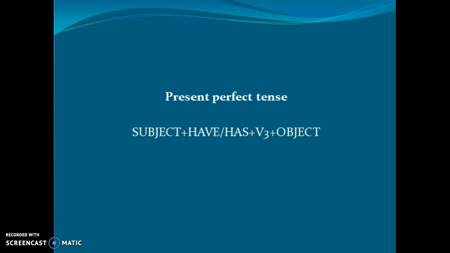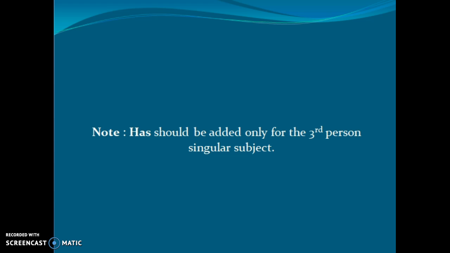Here there is a structure for present perfect tense. At first we have to write the subject, then have or has based on the subject. Next we have to put the V3 form of the verb. Later on we have to add the object. Here we normally get the doubt where we have to put has and where we have to put have. So here I have given a note that whenever the subject is in third person singular, we have to put has. For all the remaining conditions, we have to put have.